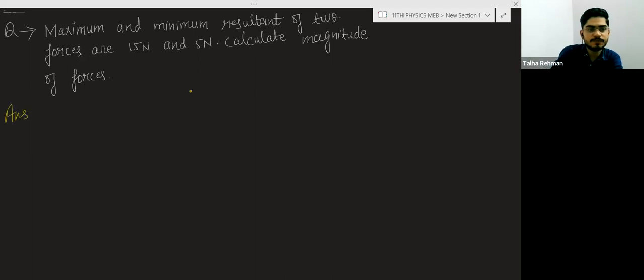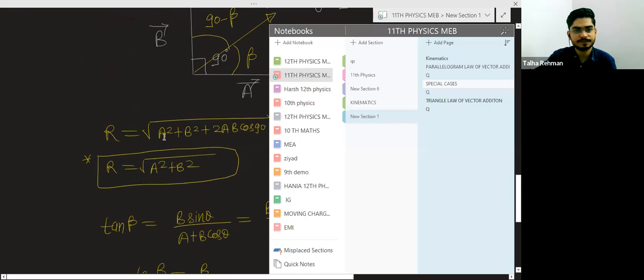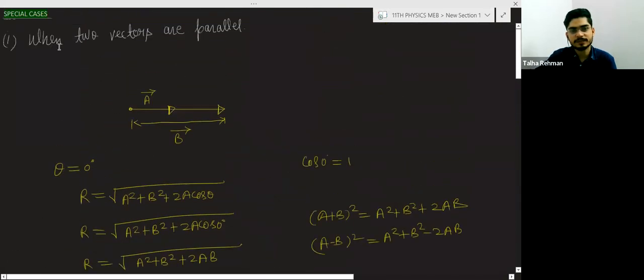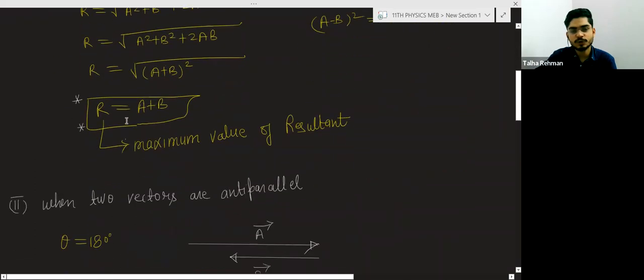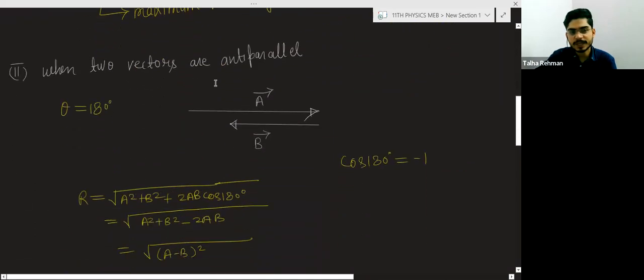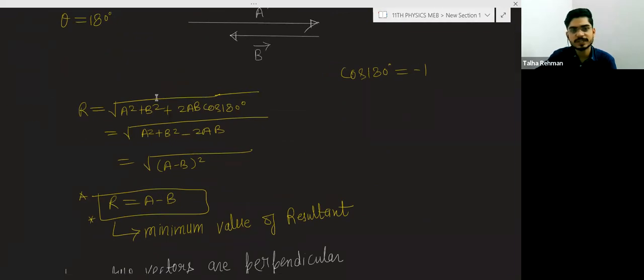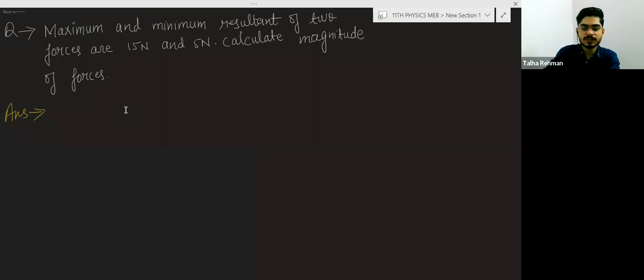So the resultant of the forces will be maximum when the two vectors are parallel. See here, this is the case of parallel vectors. When the two vectors are parallel, your resultant will be maximum. When the two vectors are anti-parallel, your resultant will be minimum. So you can suppose two forces, F1 and F2, are the two forces.